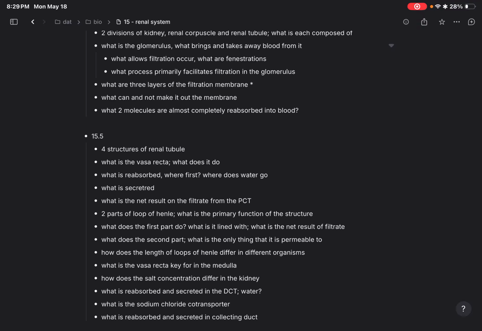Okay, so each thing will just hold back large things so that not everything gets filtered through. So big proteins, red blood cells and white blood cells will not be filtered through, but smaller things like amino acids, electrolytes, glucose, and small waste products will be filtered through. However, again, glucose and amino acids will be reabsorbed mainly.